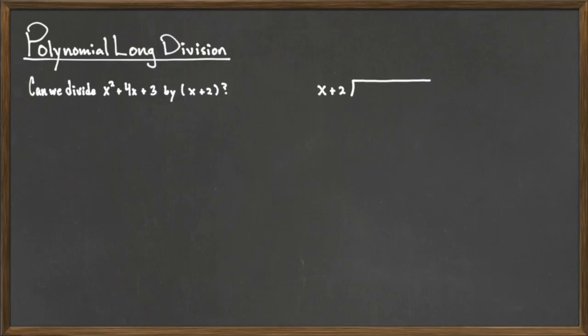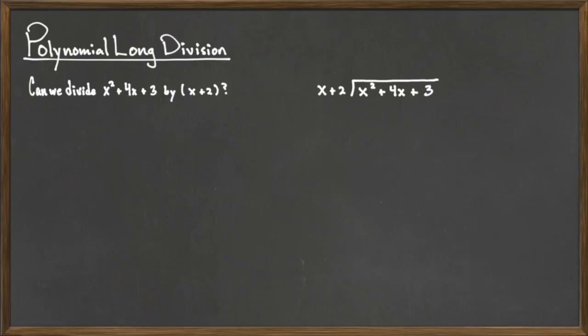Right off the bat, we're going to look at x squared plus 4x plus 3 as the dividend, and x plus 2 as the divisor, and we're going to write it in the familiar format. I have my division bar with the divisor outside and the dividend inside. Similar to long division with numbers, I'm going to go through each one of the terms in my dividend and see if I can fit the factor x plus 2 into it.